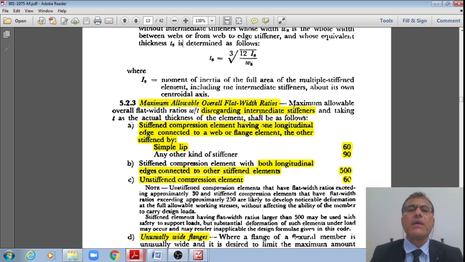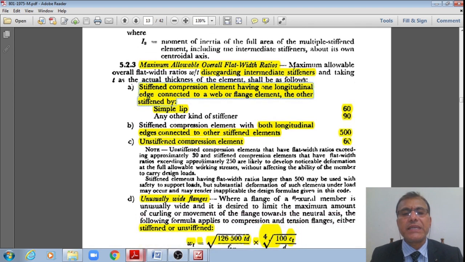By disregarding the intermediate stiffness, the first one is the stiffened compression elements having one longitudinal edge connected to a web or flange element, the other stiffened by a simple lip, then 60, and any other kind of stiffener 90. The second one, the stiffened compression element with both longitudinal edges connected to other stiffened elements, right? This is 500, whereas for all unstiffened compression elements it is 60.